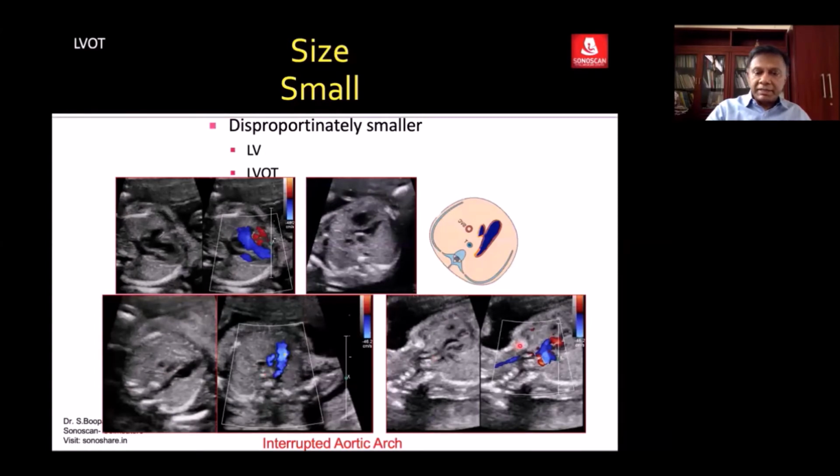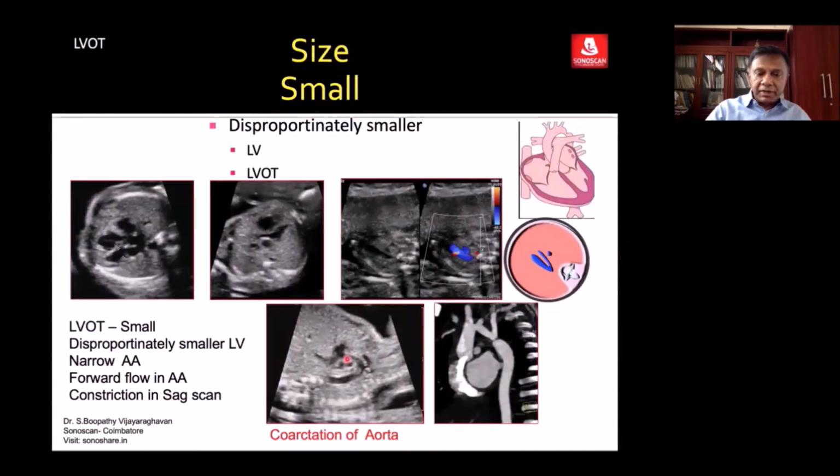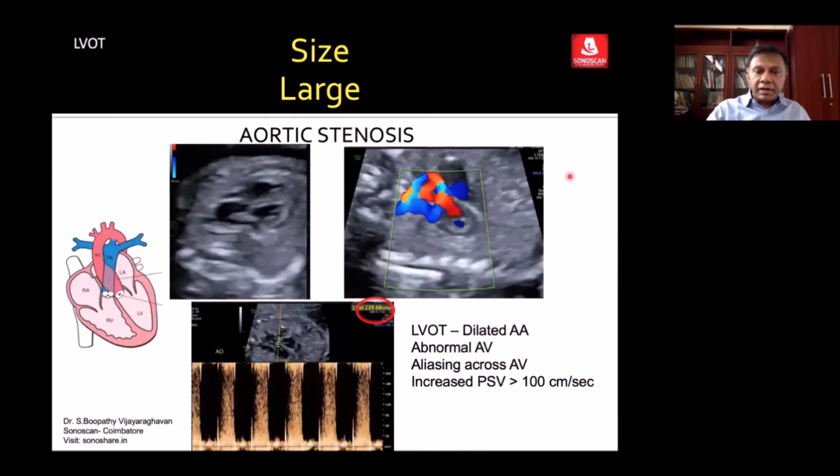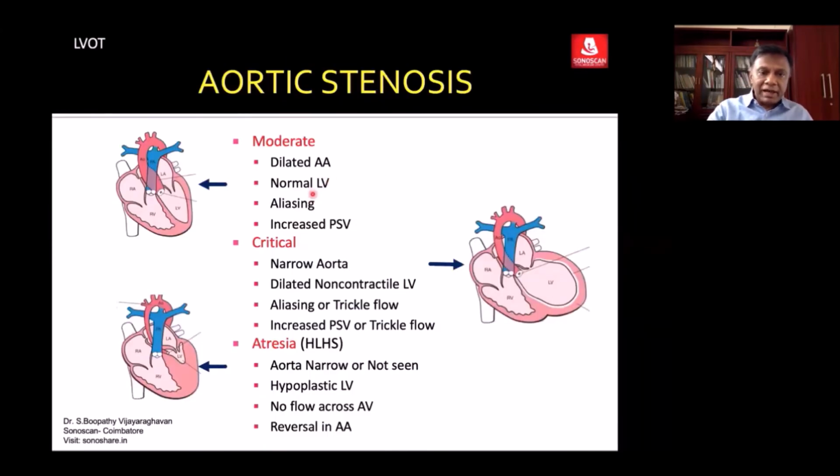When you do a sagittal scan, you see the ascending aorta continuing. When you do a longitudinal sagittal scan of the aortic arch, you see the narrowing, diagnostic of coarctation of the aorta. When you do a color Doppler, again you will see aliasing. And when you do spectral Doppler, again the velocity is increased, more than 100 centimeters per second. So that is the aortic stream: normal left ventricle, aliasing, and increased PSV.